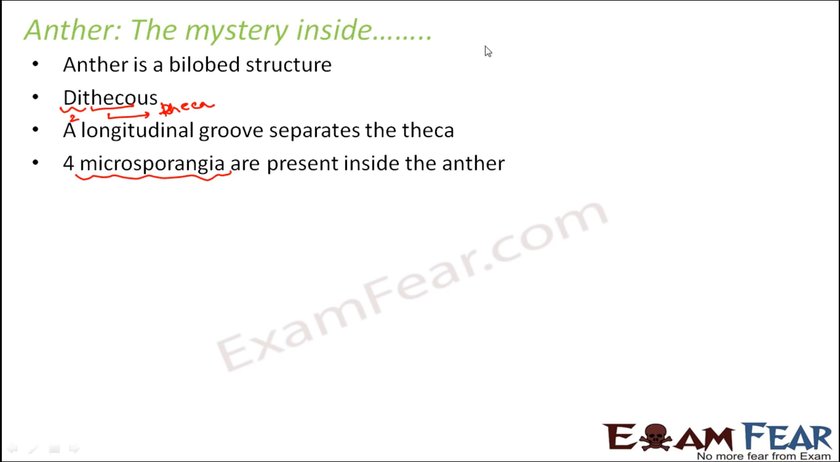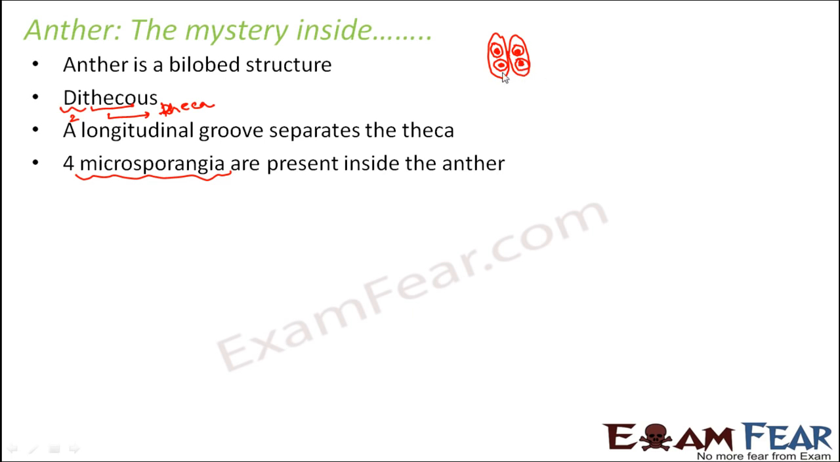If you look at it, it is something like this. The anther has 2 lobes, somewhat like this. Each lobe has 2 theca. That is why it is dithecous, right? Now, inside each lobe, you have a structure called a microsporangium, and these microsporangia will give spores which will form the male gametophyte. That is, the spores will later form the pollen grains.